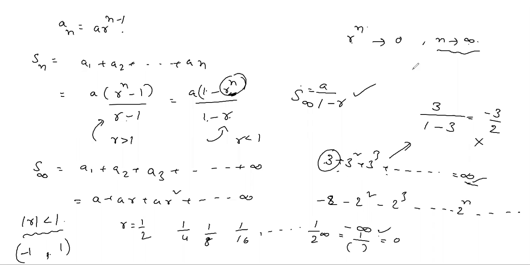And even if you take the constant series 2, 2, 2, 2 and so on, this is also a GP. But if you apply the formula, 2 by 1 minus common ratio 1, something by infinity, you will get undefined. So for a constant series you also cannot apply this formula. Common ratio 1 is not possible. So it is only possible between -1 and +1, common ratio for infinite terms.